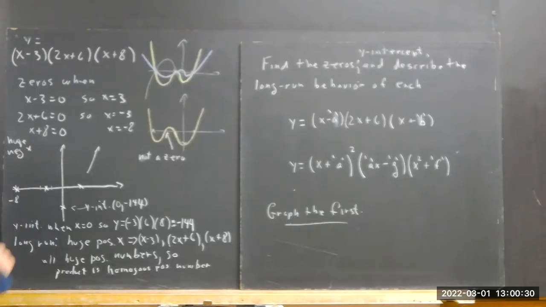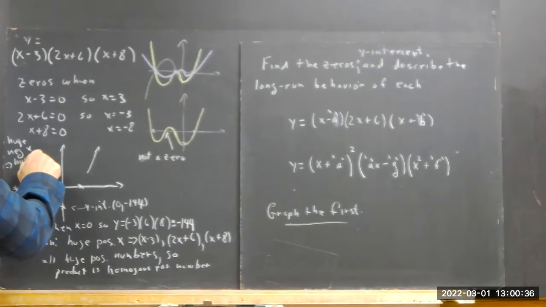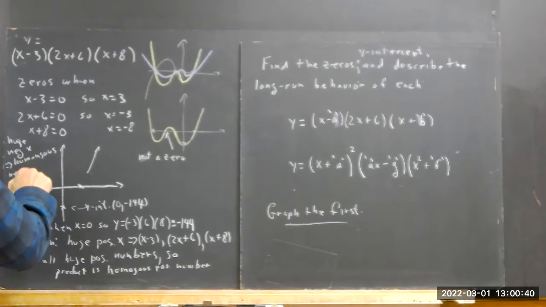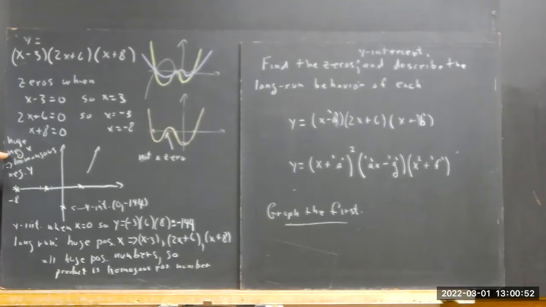Huge negative x implies a humongous negative y value. Okay. That's written pretty small. If you sit in the back, you might not be able to read that, especially if the handwriting wasn't very good here and here. But all we're saying is this is the long run behavior.